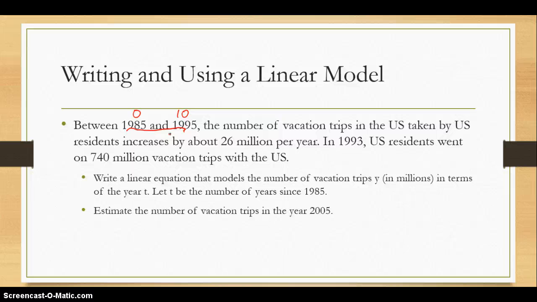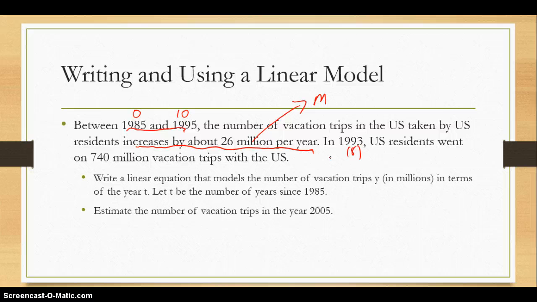So the number of vacation trips in the US taken by the US residents increased by about 26 million per year. So you need to know what that is right away. This is my M. So in 1993, well, we would represent 1993 by the number 8. Okay, remember 0 to 10, 1985 to 1995. In 1993, we know would be represented by an 8.